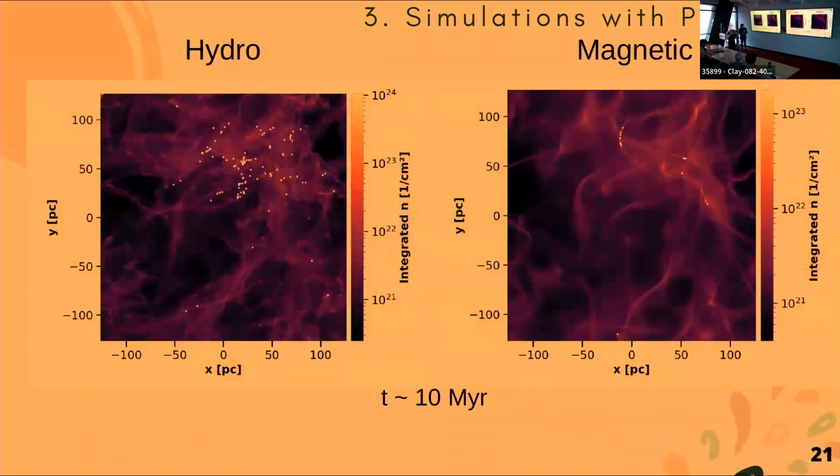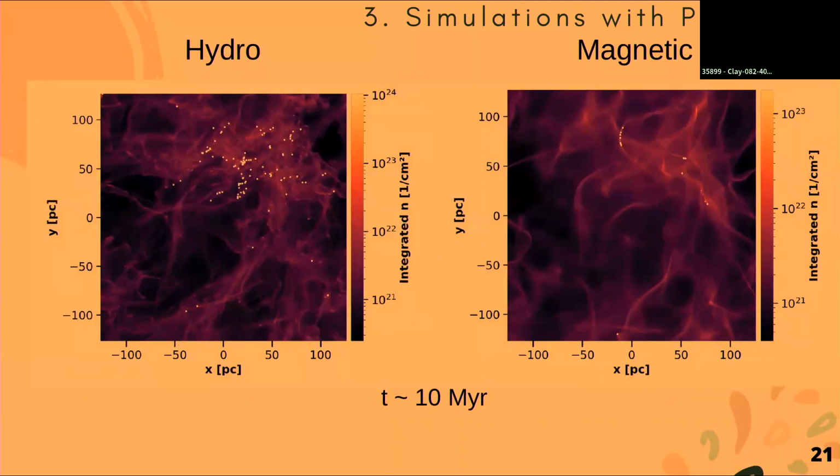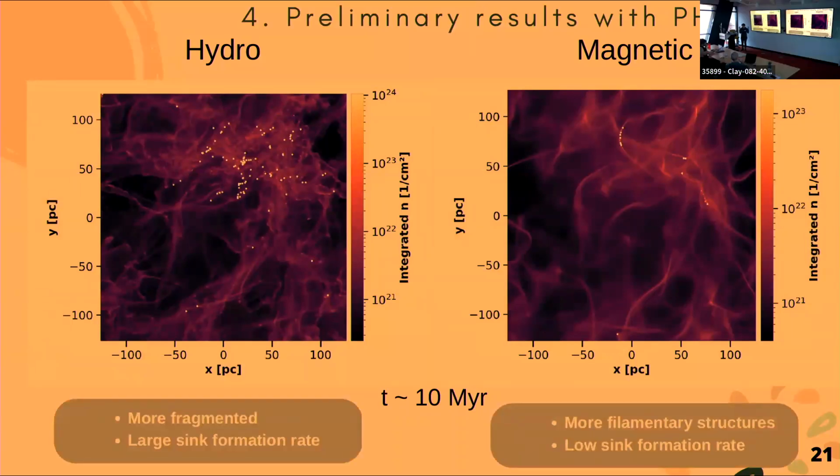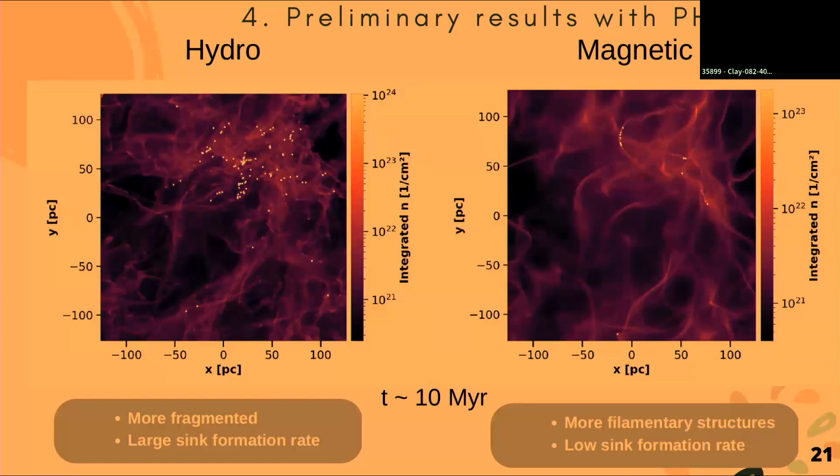These are the two simulations, the hydro simulation and the magnetic simulation, almost at the same time, at 10 megayears. And the big difference, by eye, is that the hydro simulation is more fragmented and forms more things compared to the magnetic one, which has more filamentary structures and a low sink formation rate.